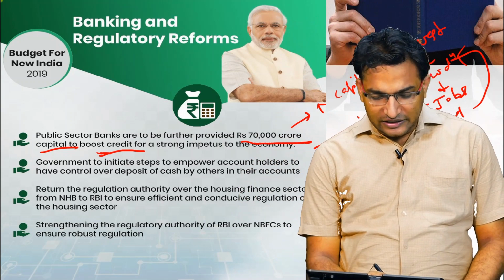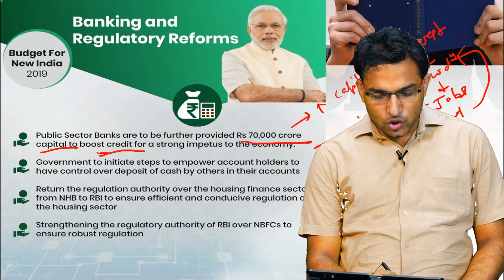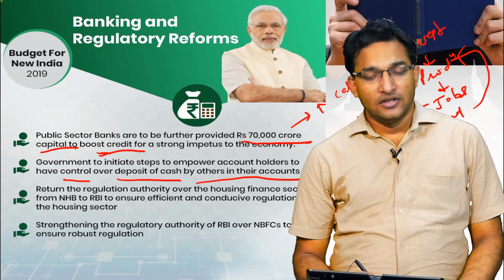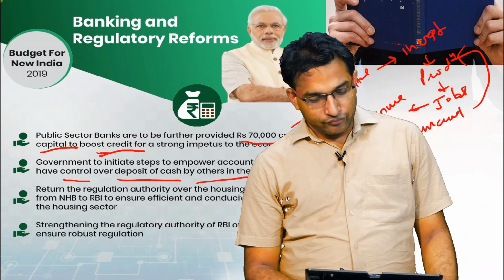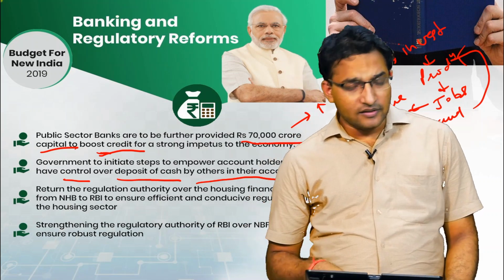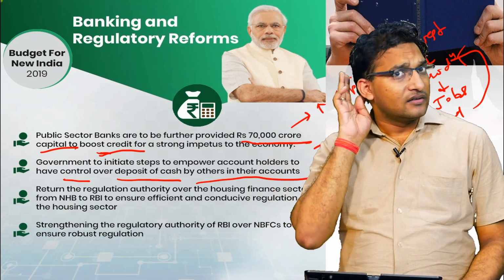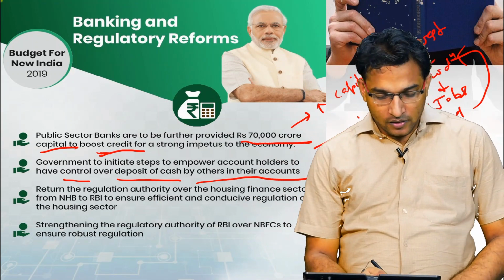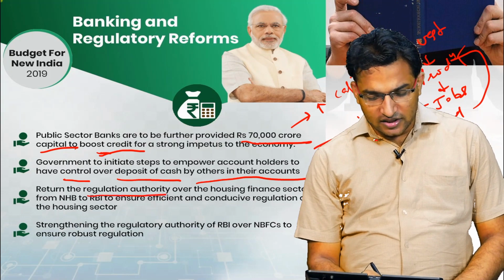Then this is a very small initiative. Government will initiate the steps to empower the account holders to have control over the deposit of cash by others in their account. So basically the government will ensure that when other people are depositing cash in your account, you have a control. This is very, very important.